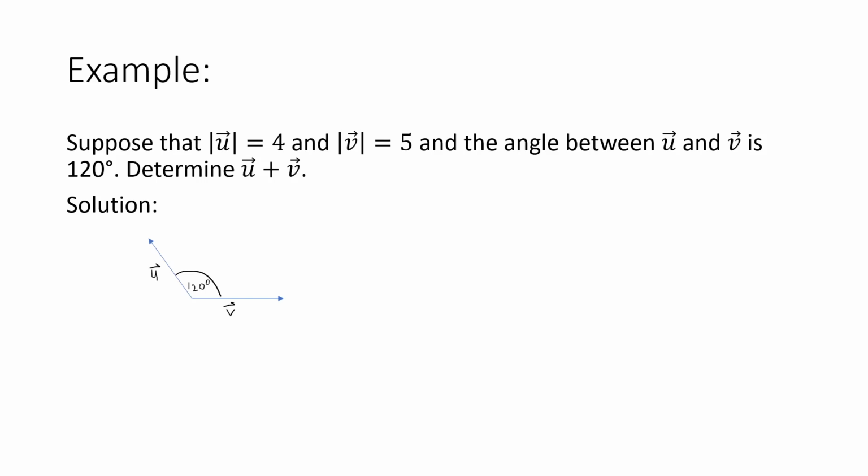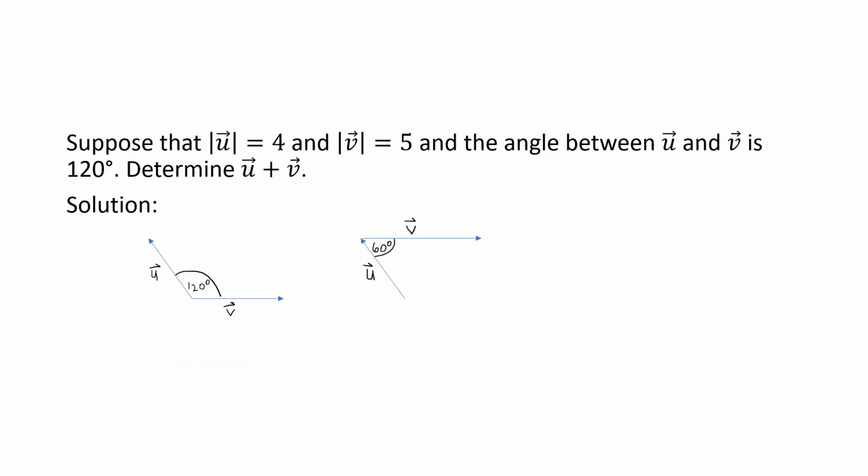Now, suppose that the magnitude of vector u is 4 and the magnitude of vector v is 5, and suppose further the angle between them is 120 degrees. We want to determine the vector u plus v. So we can draw the original diagram representing what's described in the question right there.